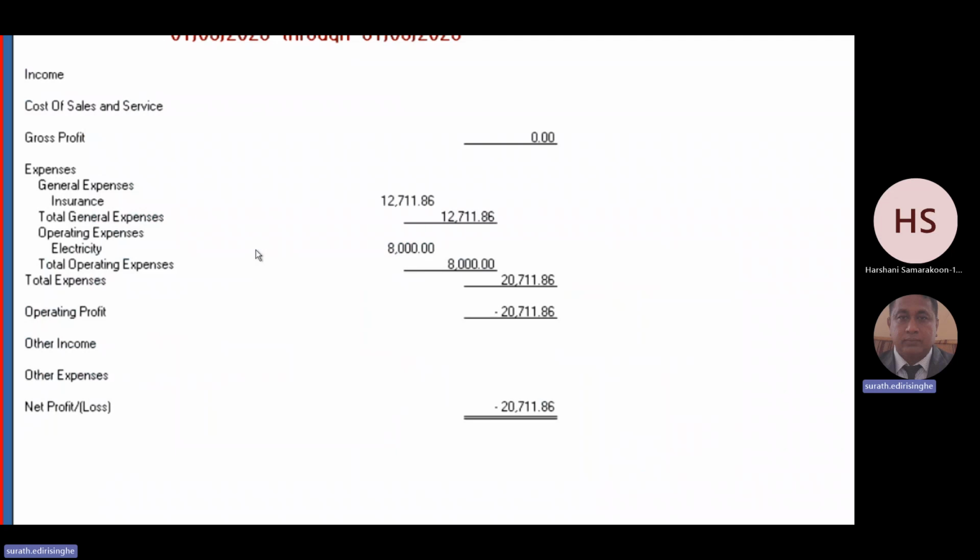Right. We go to the next transaction. Rent expenses. Rent expenses.